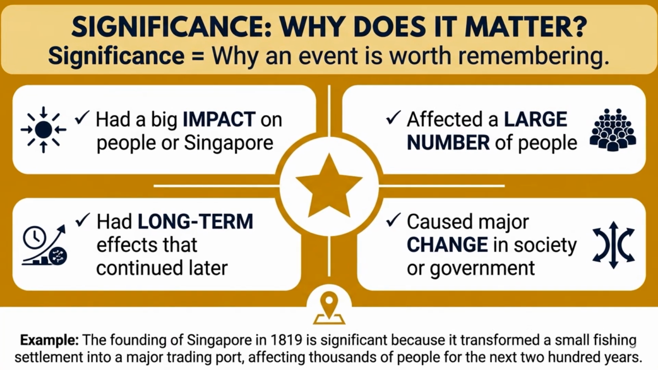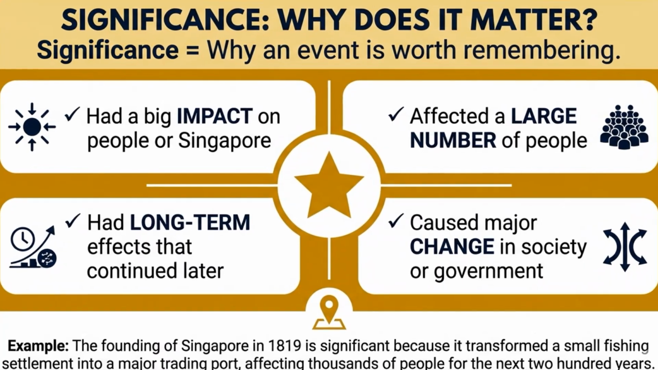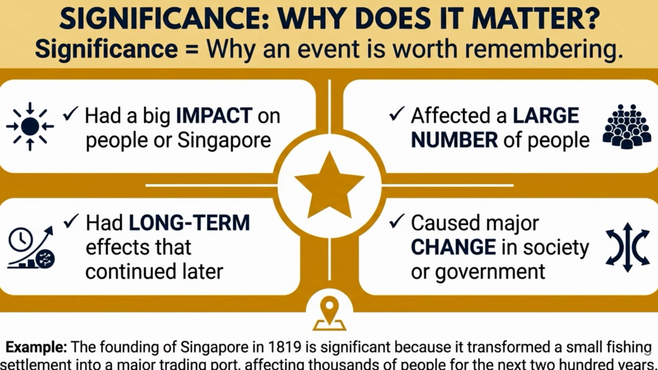Now let's talk about significance. Significance means why an event is worth remembering or studying. Not everything that happened in history is equally important. Historians judge significance by asking, did this event have a big impact on people or on Singapore? Did it affect a large number of people or just a few? Did its effects continue long after the event itself? Did it cause major change in society, government, or people's lives?